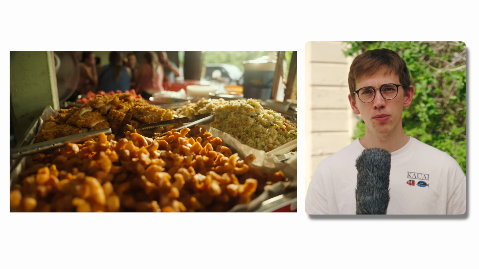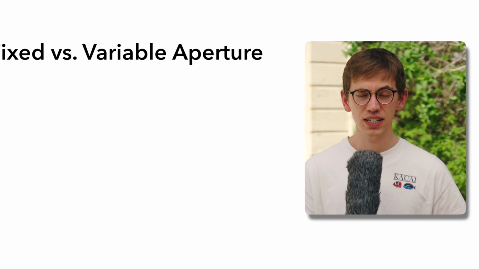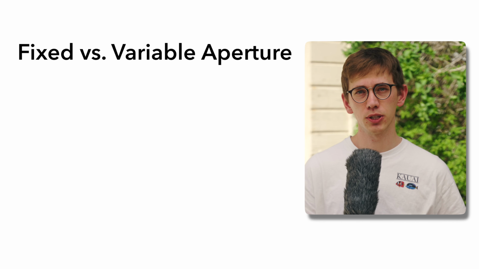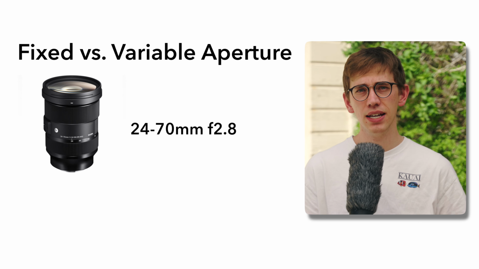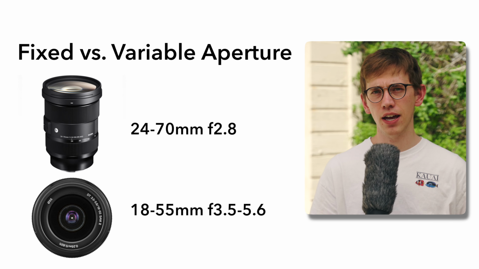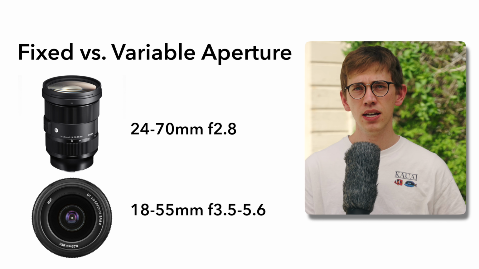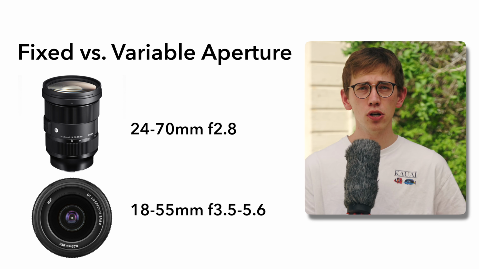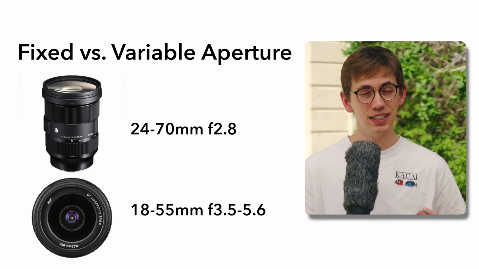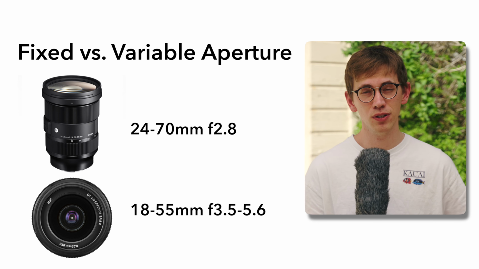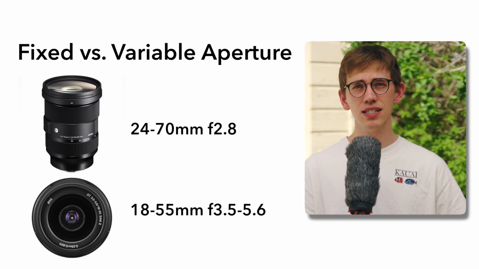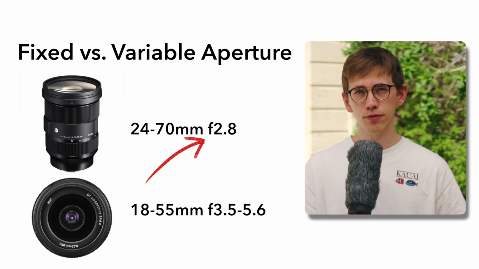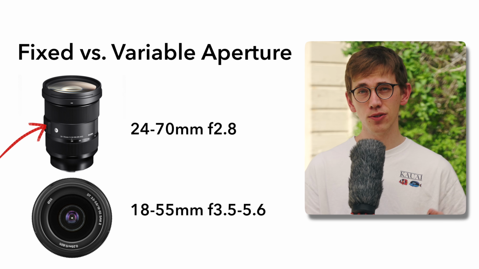And here's one of the most important things to understand: fixed versus variable aperture. You might see two zoom lenses that look really similar. One says 24 to 70 f2.8 and the other says 18 to 55 f3.5 to 5.6. That second one has a variable aperture, which means as you zoom in, the aperture automatically stops down and lets in less light. And that can be frustrating when filming, especially if you're trying to keep a consistent exposure across one scene. A fixed aperture zoom like 24 to 70 f2.8 stays the same throughout the zoom range.